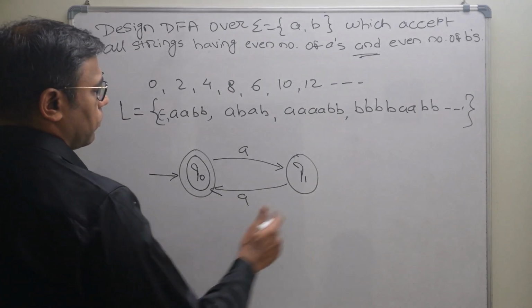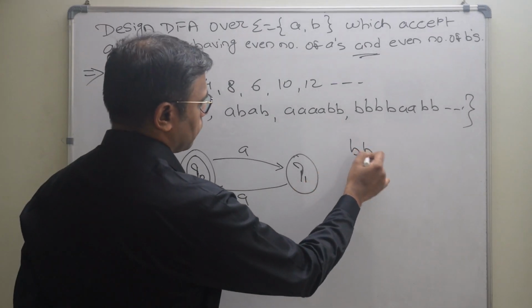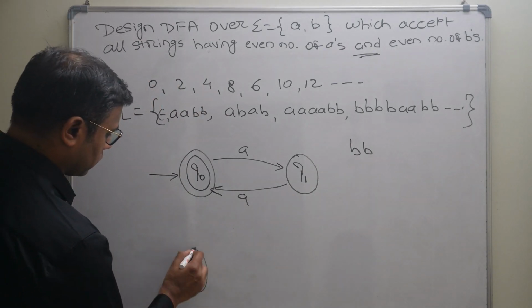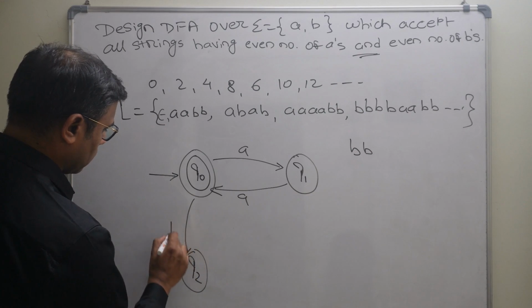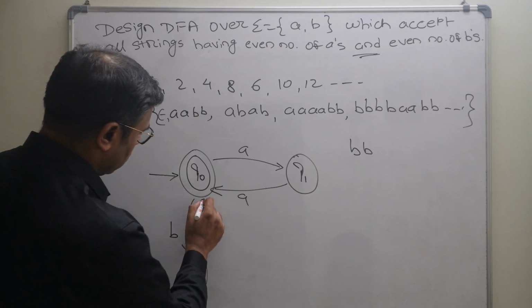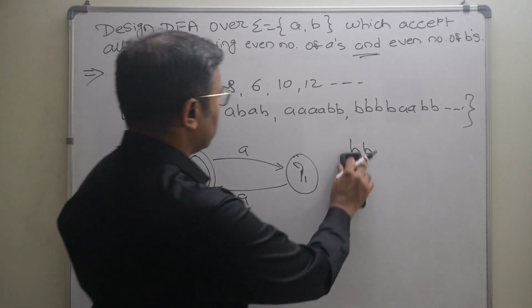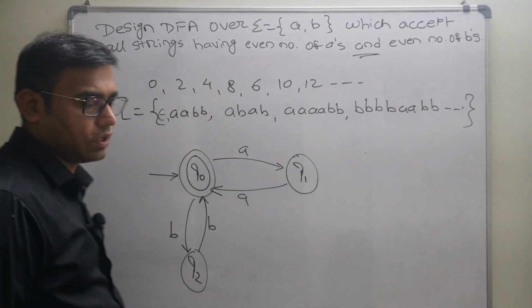Then what I will take for bb, even number of b. So what we can do is take one more state. I will write here b. We have to reach the final state, so again there is b. So this is accepting aabb or bbaa.